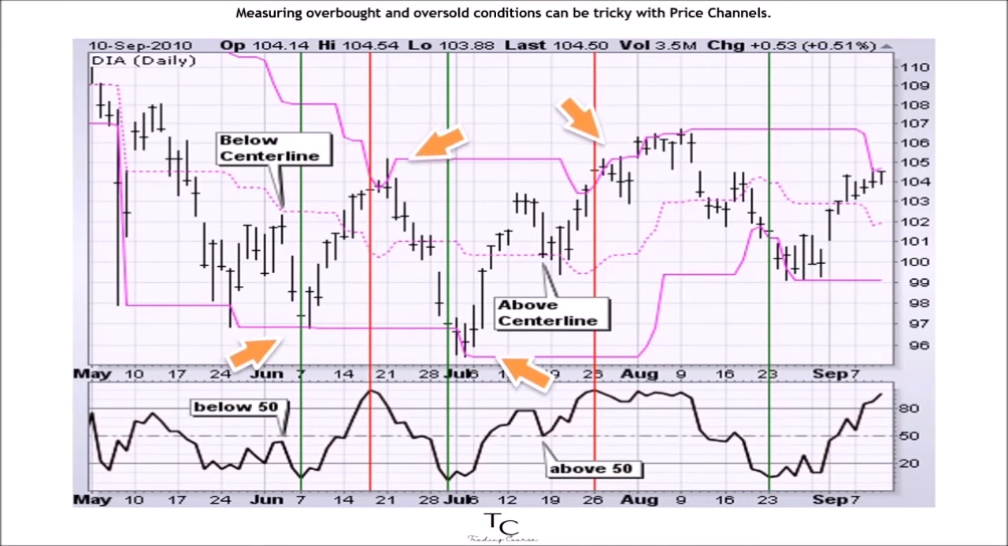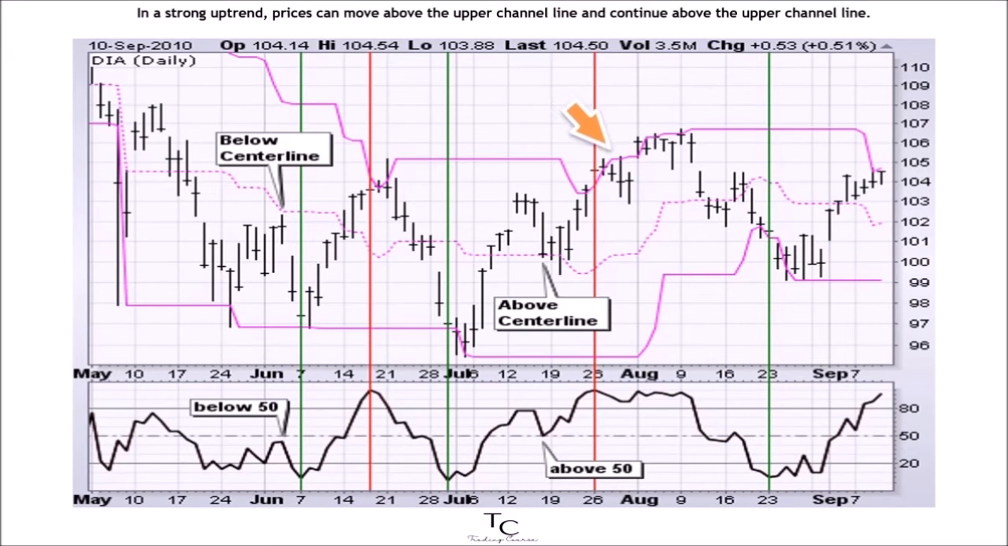Measuring overbought and oversold conditions can be tricky with price channels. Securities can become overbought and remain overbought in a strong uptrend. Similarly, securities can become oversold and remain oversold in a strong downtrend.